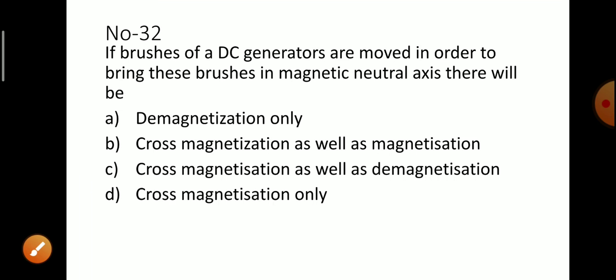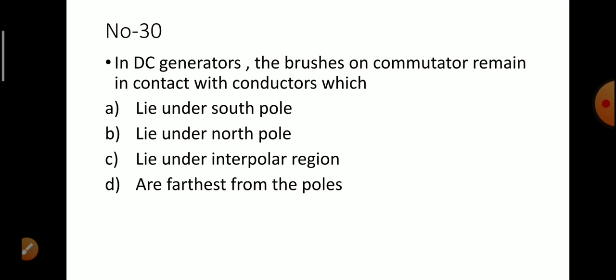Question number 32. If brushes of a DC generator are moved in order to bring the brushes in magnetic neutral axis, there will be: A. Demagnetization only, B. Cross magnetization only, C. Cross magnetization as well as demagnetization, and D. Cross magnetization only. And the right answer is C. Cross magnetization as well as demagnetization.